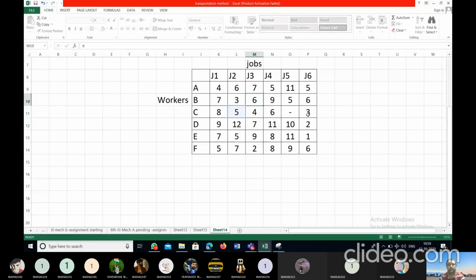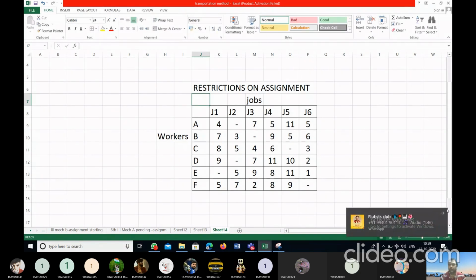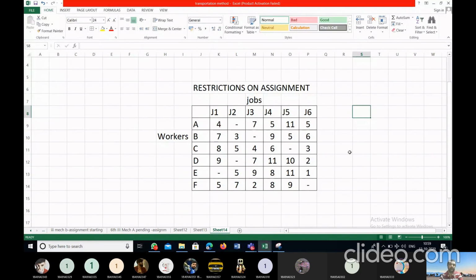Okay, got this. Okay. So this problem refers to restrictions on assignment. Okay. Refers to restrictions on assignment.